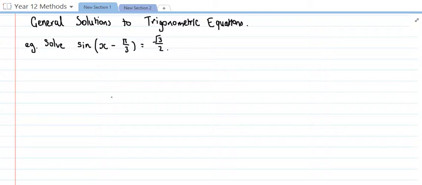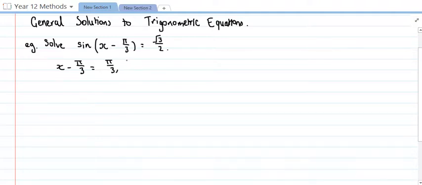In this question, I am going to start off by looking at what the angle here should be. So to get an answer of root 3 on 2 inside the sine function, the angle would have to be pi on 3. So I can say that x minus pi on 3 is going to be equal to pi on 3, that's the first solution.